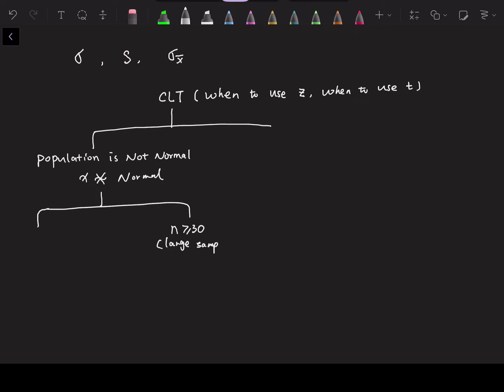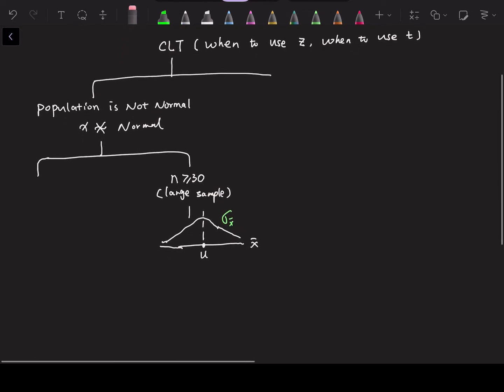The central limit theorem says if the sample is large, sample means follow a normal distribution. If you get all the possible values of sample means, the average of the sample mean equals the population mean. And the standard error of the sample mean equals the population standard deviation divided by the square root of n. Now it depends on whether you know the population standard deviation.